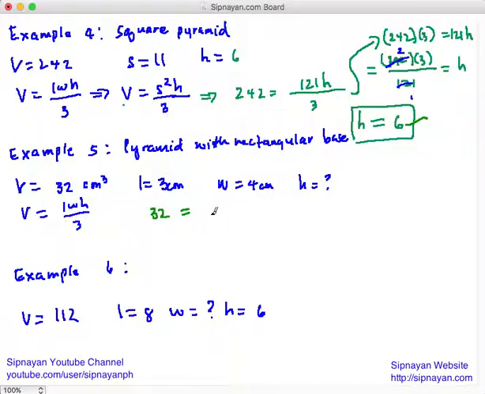So we have volume equals length times width times height over 3. What is your length? We have 3. What is your width? We have 4. What is your height? It's unknown, over 3. So multiplying both sides by 3, we have 96. Multiplying this by 3, mawawala yung 3 kasi 3 times 3. If we multiply by 3, we will cancel this out. We have 3 times 4 times h, no? And from here, we can divide both sides by 3 times 4, diba?